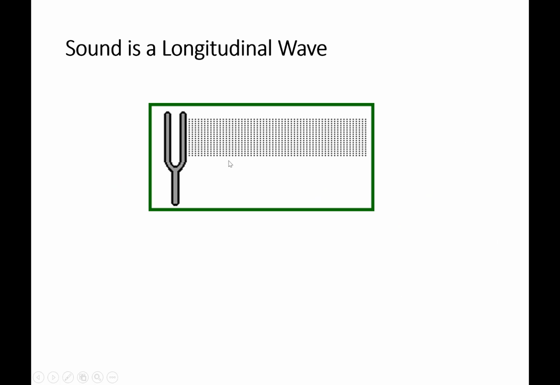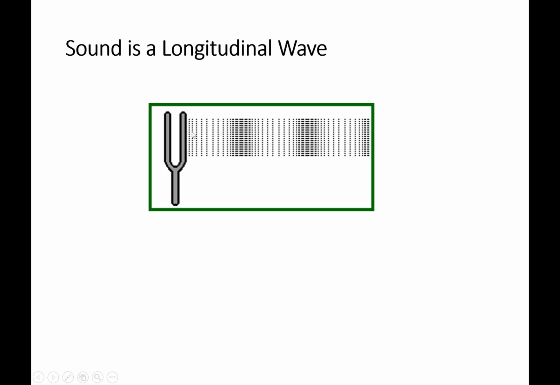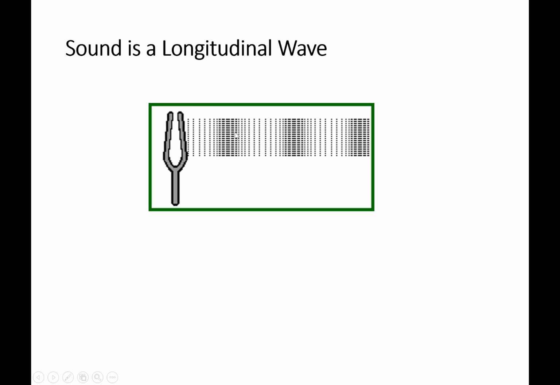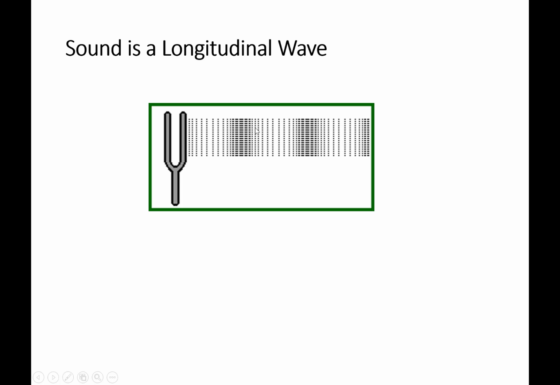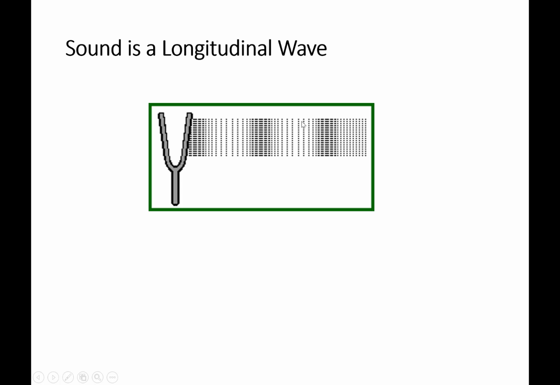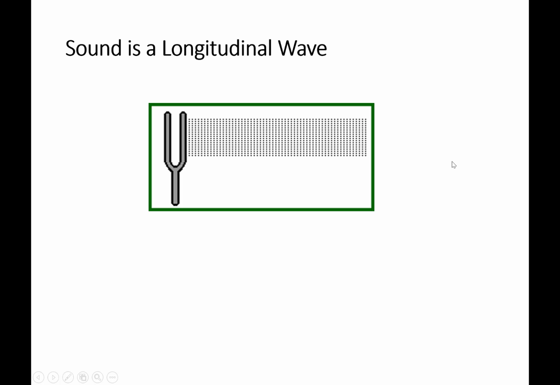Sound is an example of a longitudinal wave. This is a tuning fork oscillating, and those little dots represent the air molecules. You can see as we oscillate that tuning fork, the air gets compressed together, represented by those dark bands, and air molecules spread out from one another, represented by the lighter parts. So sound does involve basically air molecules bumping into each other, compressing and rarefacting.